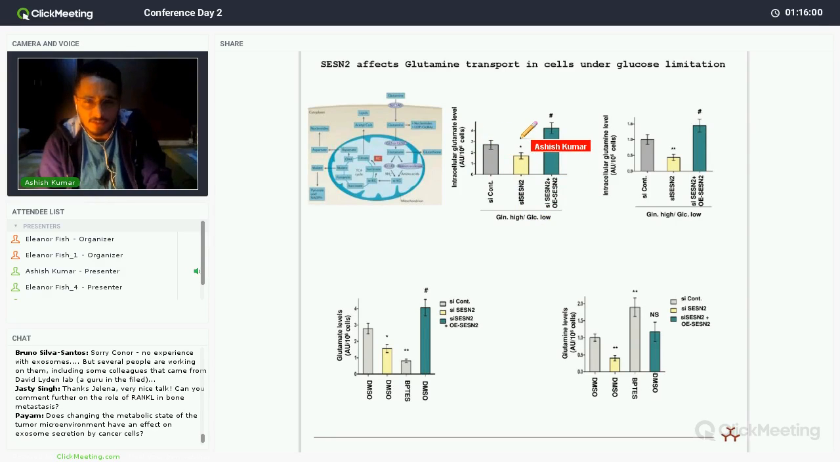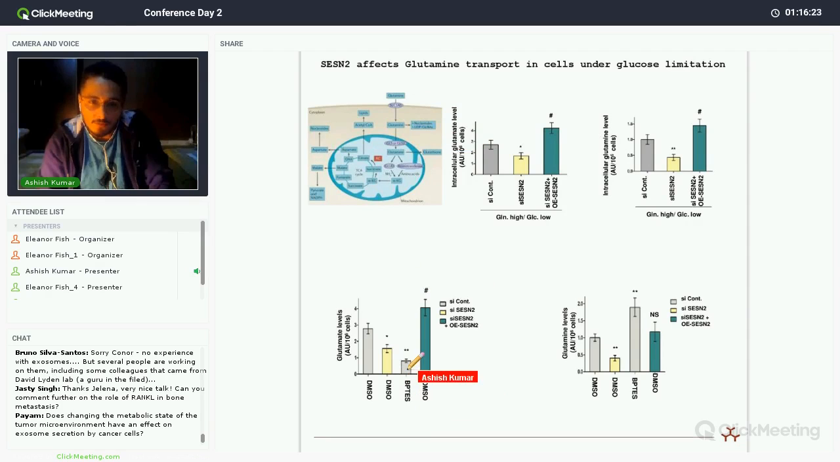We found a significant reduction in intracellular glutamate and glutamine levels under knockdown of Sestrin, which was rescued on re-expression of Sestrin2. So this decline could be due to two factors: one, less intake or less transport of glutamine, and second, less utilization of glutamine, and thus less conversion from glutamine to glutamate.